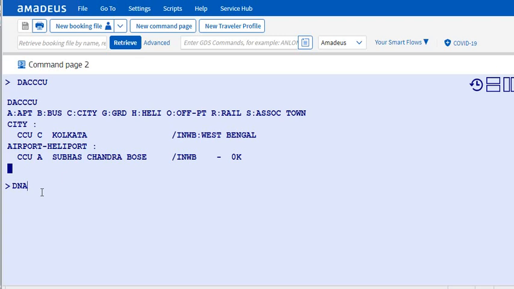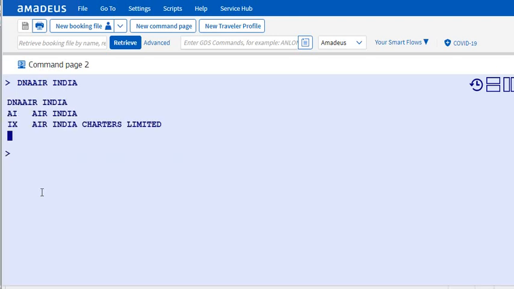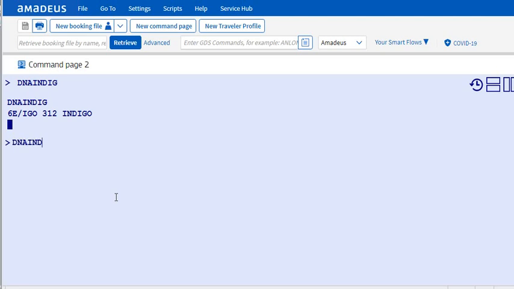Say I'm putting here Air India. So Air India has two different entries. One is Air India and another is Air India Charter Limited. DNA Indigo. Sorry. Okay, DNAINDIGO, Indigo, and you are finding here Indigo has one alpha code, that is 6E, which is used along with the flights of Indigo, and 312, that is the starting number of the electronic tickets issued for Indigo. Of course, Indigo has not started issuing the 13-digit electronic tickets till now.